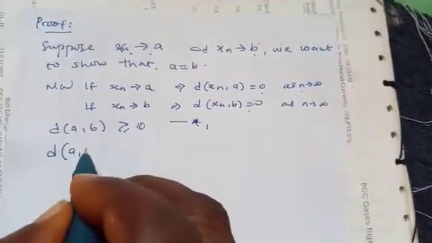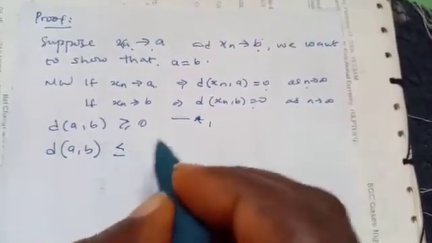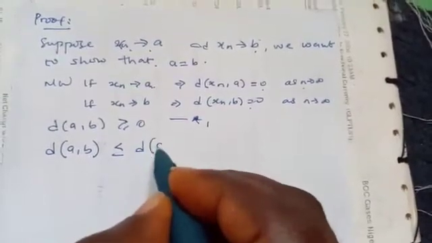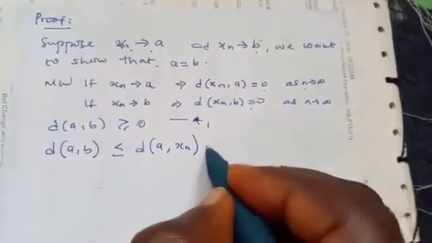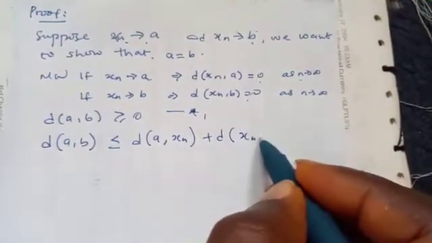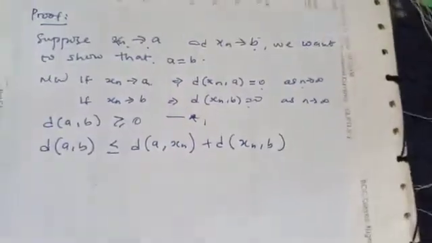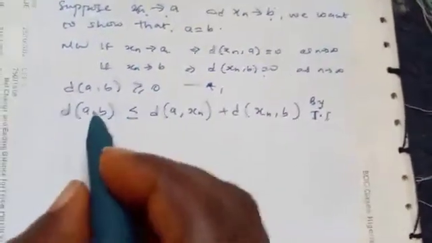Also, d of A comma B by triangular inequality can be written as d of A comma Sn plus d of Sn comma B. That is by triangular inequality.